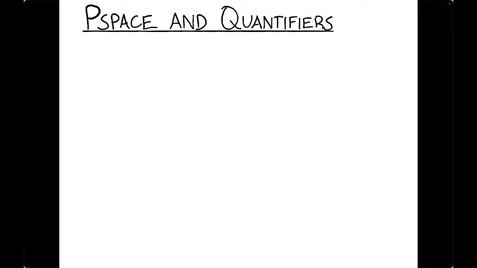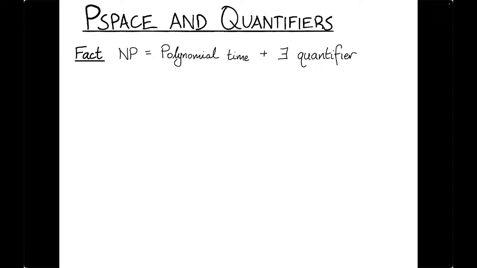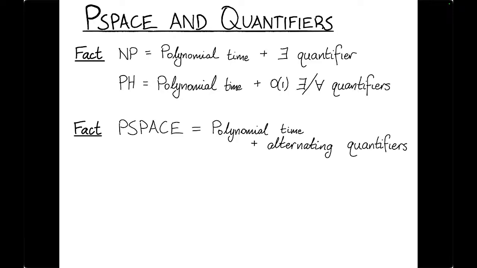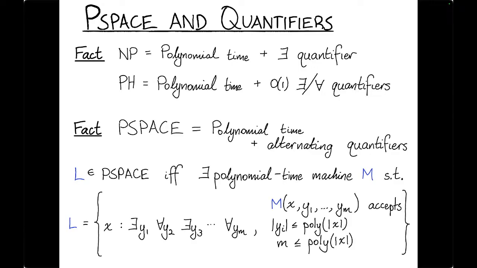quantifiers. So we're all familiar with the fact that NP is really like a polynomial time Turing machine where I give you one existential quantifier. And similarly, the polynomial time hierarchy, this is like polynomial time machines with a bounded number of existential and universal quantifiers. And you can also characterize polynomial space as a polynomial time machine that has unbounded alternation between existential and universal quantifiers.